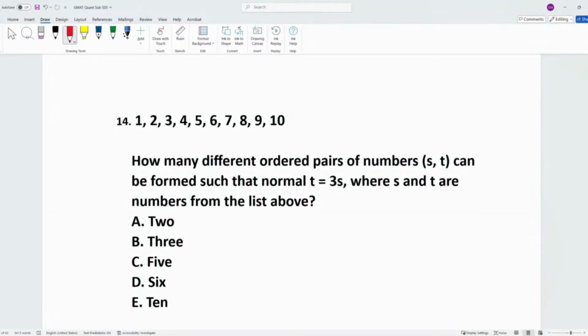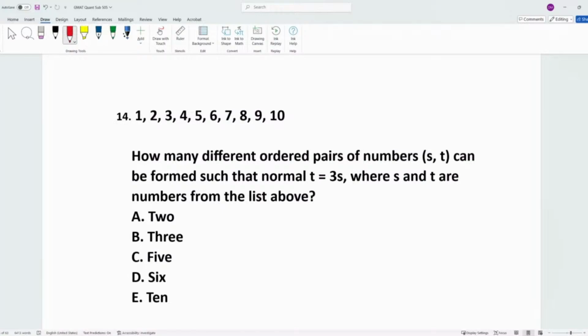Here, the question says: how many different ordered pairs of numbers S, T can be formed such that T equals 3S, where S and T are numbers from the list above. So we have this list here, and S and T must be part of this list. We are going to find different ordered pairs S and T, where the condition is that T is equal to 3S. So one way to do that is to find the value of T based on the value of S.